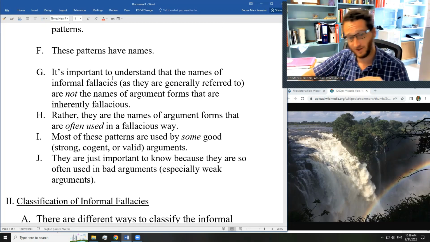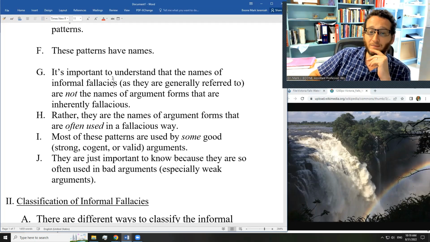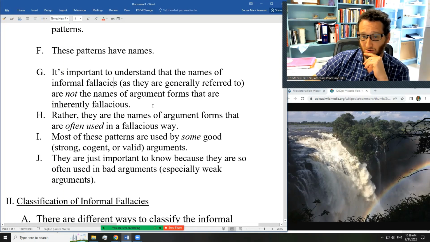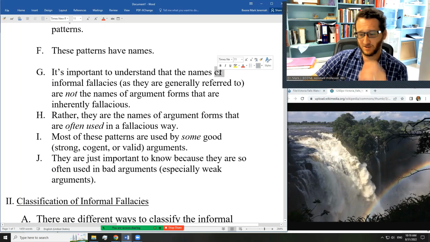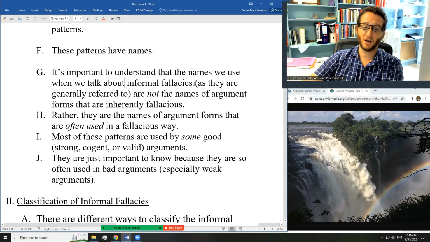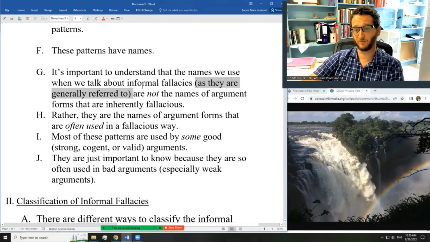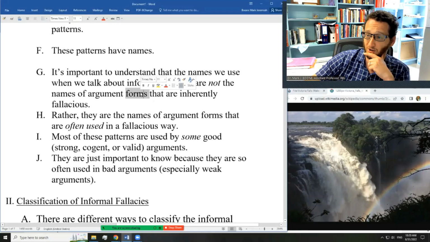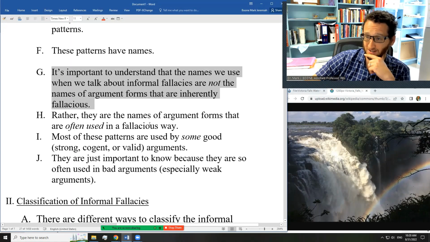Let me state this as carefully as I know how. The names of informal fallacies are not the names of argument forms that are inherently fallacious. Rather, they are the names of argument forms that are often used in a fallacious way. Maybe I can phrase that more precisely. That wasn't quite right, was it? The names we use when we talk about informal fallacies are not actually names of argument forms that are inherently fallacious. There's no such thing as an argument form that's inherently fallacious in inductive logic. That's a thing for deductive logic.